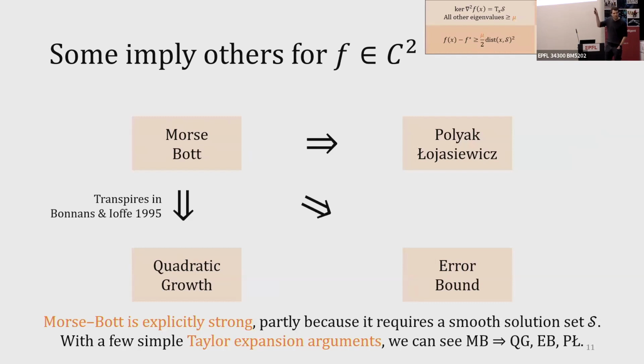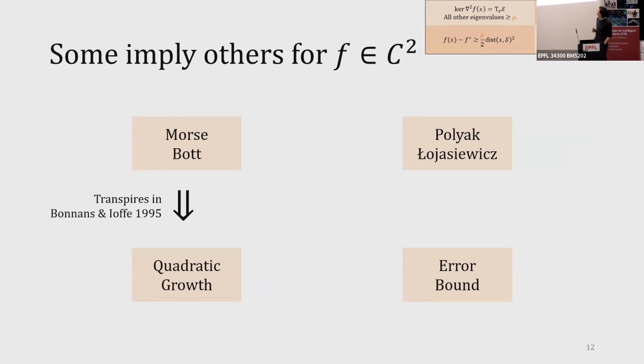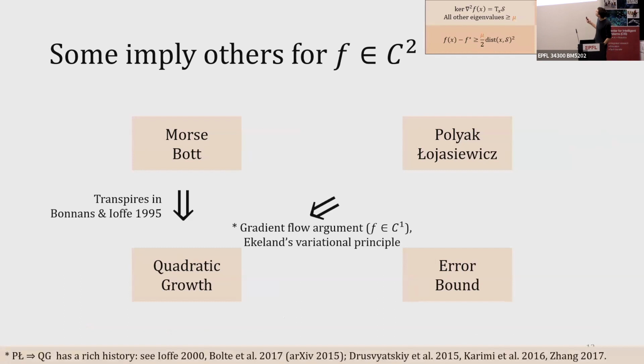It gets more interesting when you look at the other implications. In particular, the implication that PL implies quadratic growth has an interesting and rich history that I will not have the time to do full justice to right here. But there are at least two ways that you can show this. One is based on Ekeland's variational principle and goes back to papers by Ioffe in 2000. And there's also a gradient flow argument based on Lojasiewicz inequalities that goes back to papers by Bolte and colleagues from 2010, and then much more work that came in the years after.